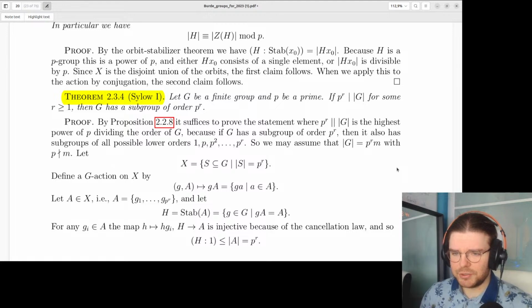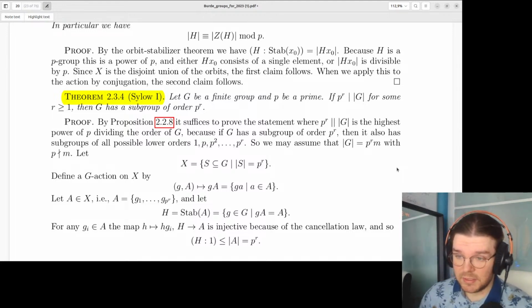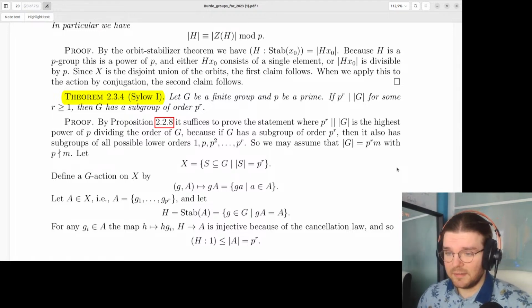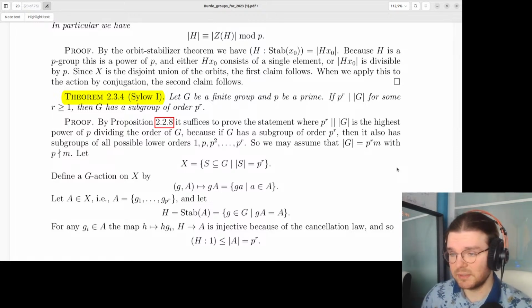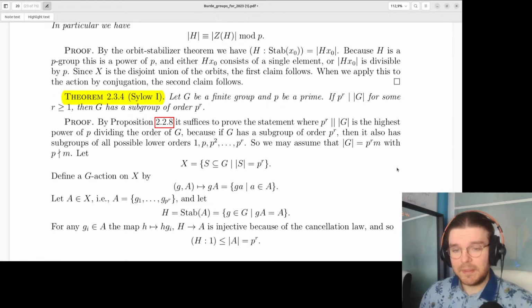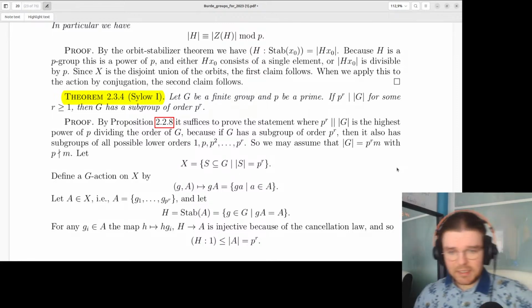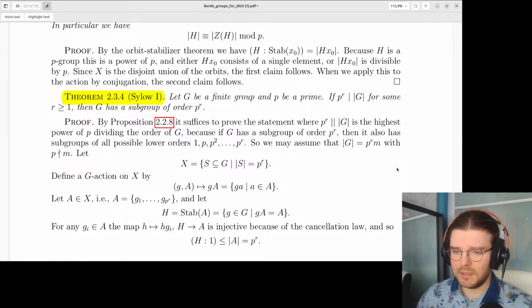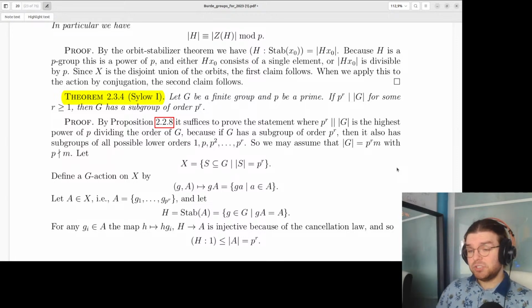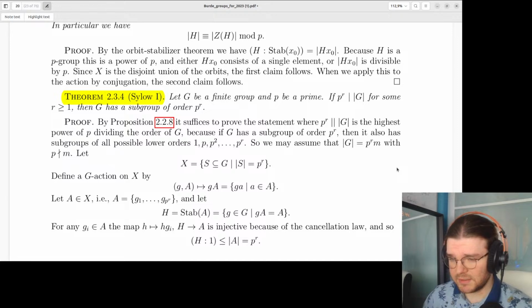And then we let H be the stabilizer of A, that is, all of the g in G such that A is stabilized, left invariant as a set by g, little g. And now we say for any g_i in A, the map from H to A, h to h g_i, is injective because of the cancellation law.